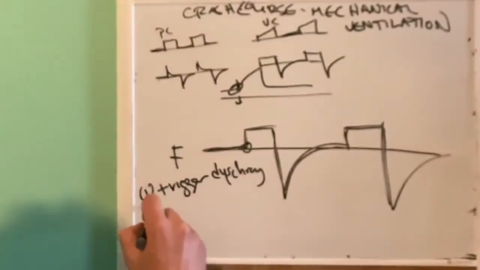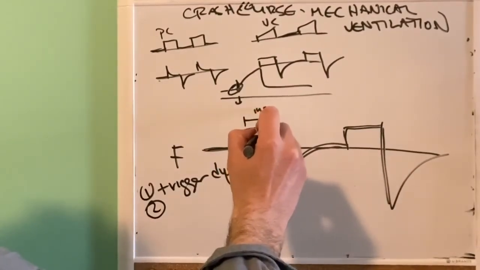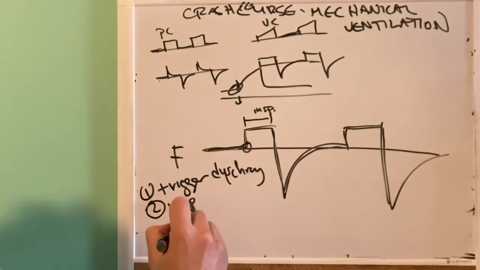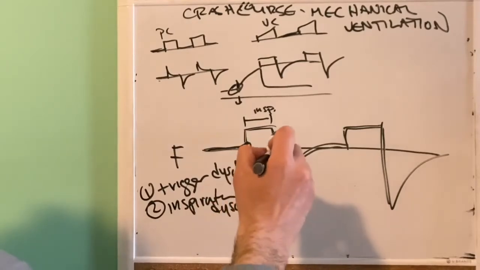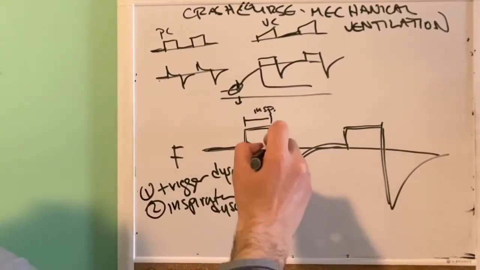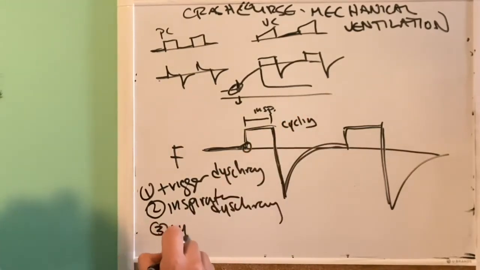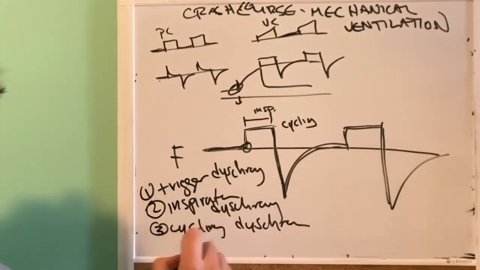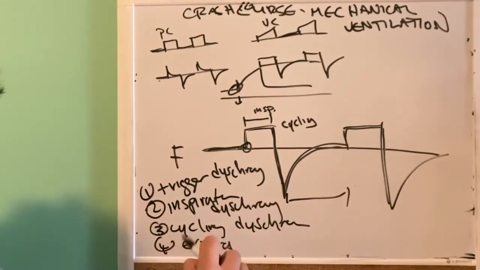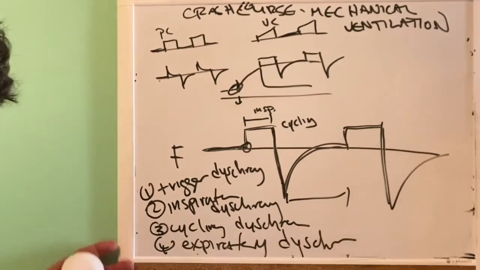All right, but you can have trigger desynchrony. All right, this is inspiration. So you can have an inspiration desynchrony. All right, right here, when it goes from inspiration to expiration, it's called cycling. So you can have a cycling desynchrony. And then you can have expiration, expiratory desynchrony, all right? So you can have desynchrony in all these areas.